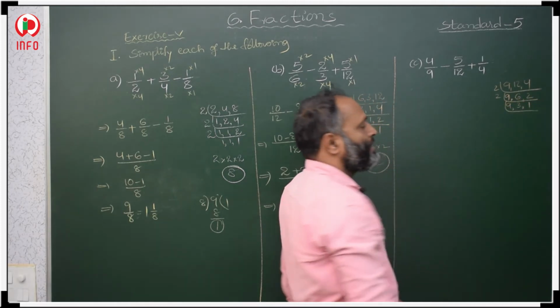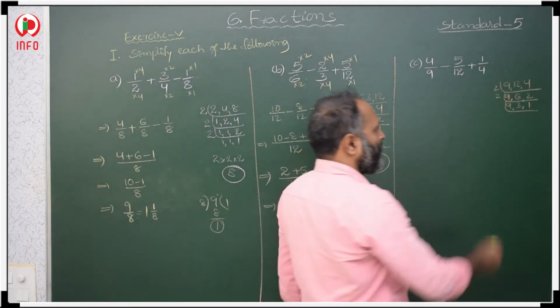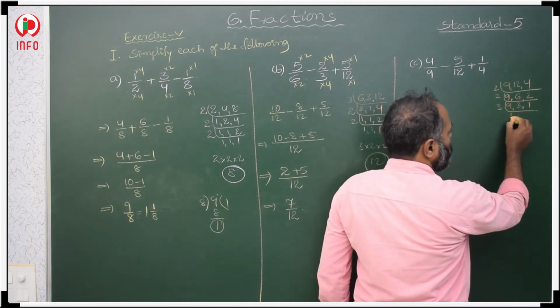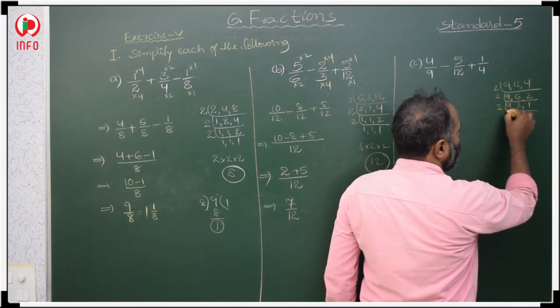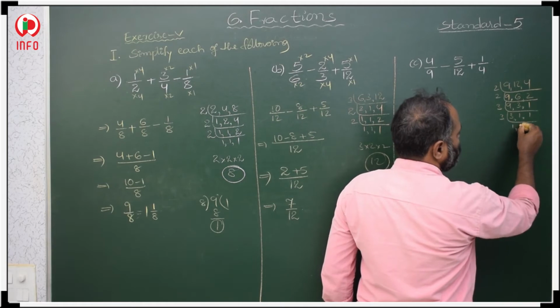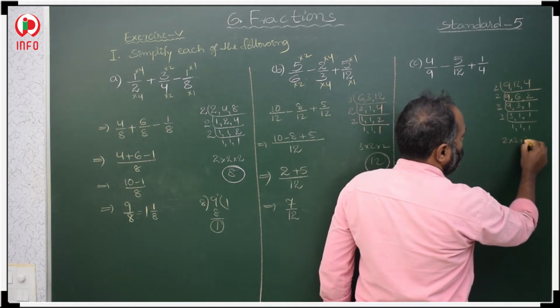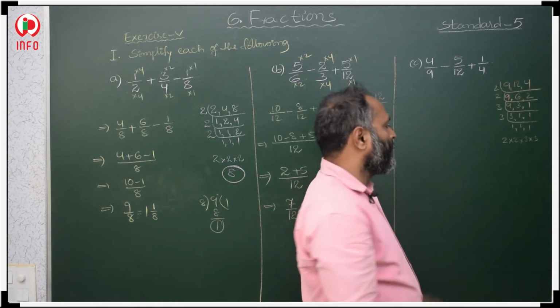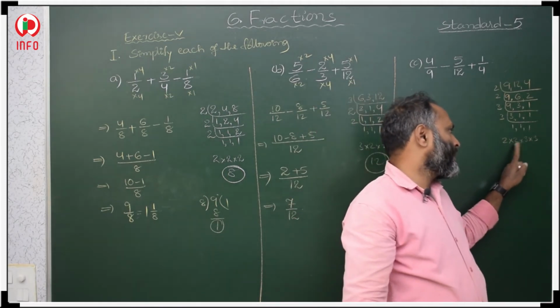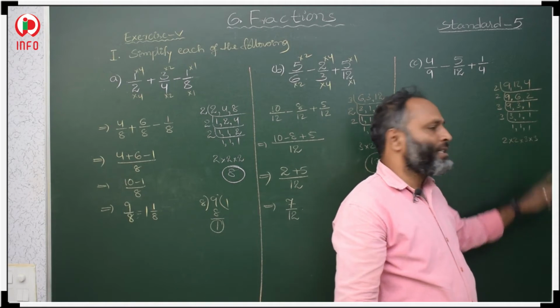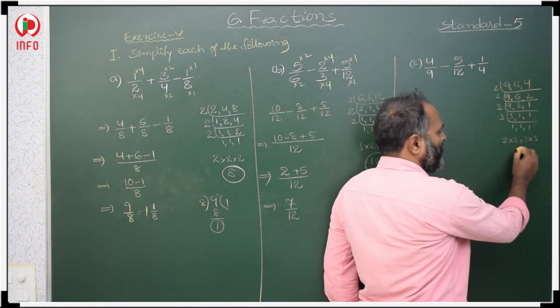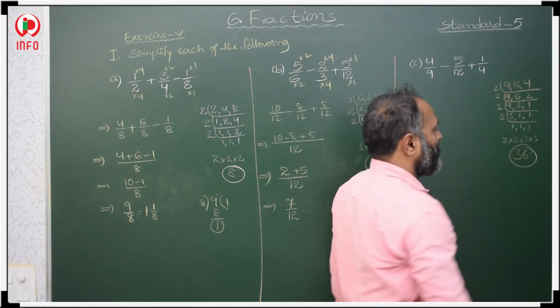And these two numbers are divisible by 3. Now take 3, 3 3s are 9, 3 1s are 3. Again 3, 3 1s are 3. Now you multiply 2 into 2 into 3 into 3. 2 4s are... 4 9s are 36, so 36 is your LCM.